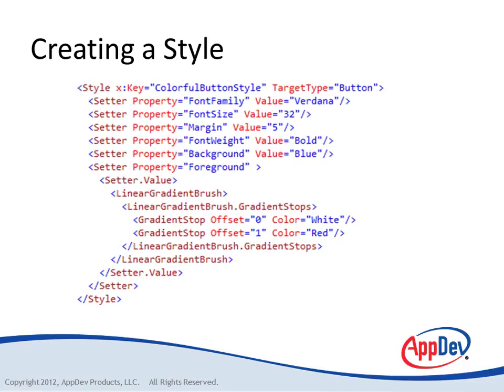The style we looked at looked something like this. We have a style element with x:"key" and target type attributes, a bunch of setter elements inside, and one setter in this case, which includes a complex property which we have to set using the object property child element syntax.